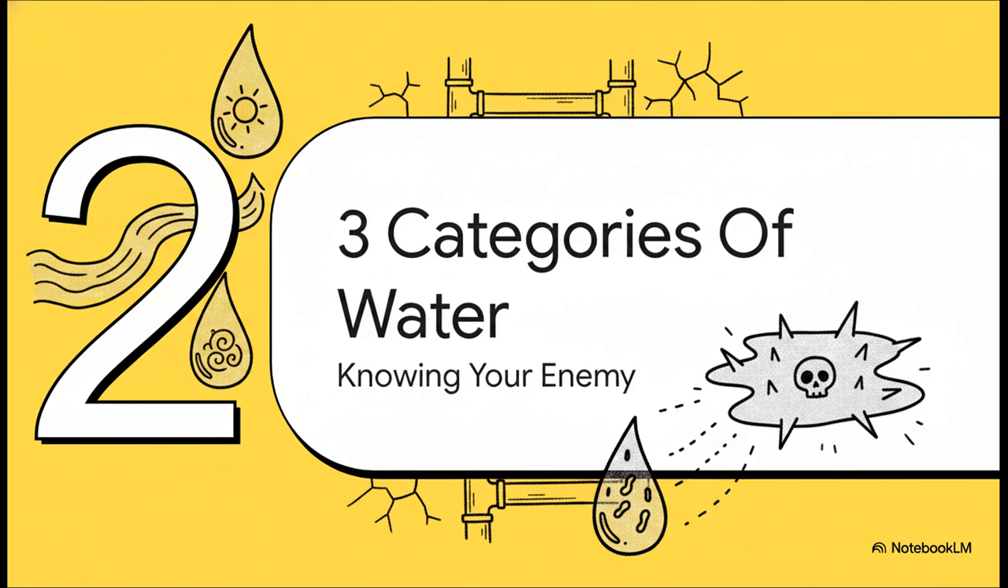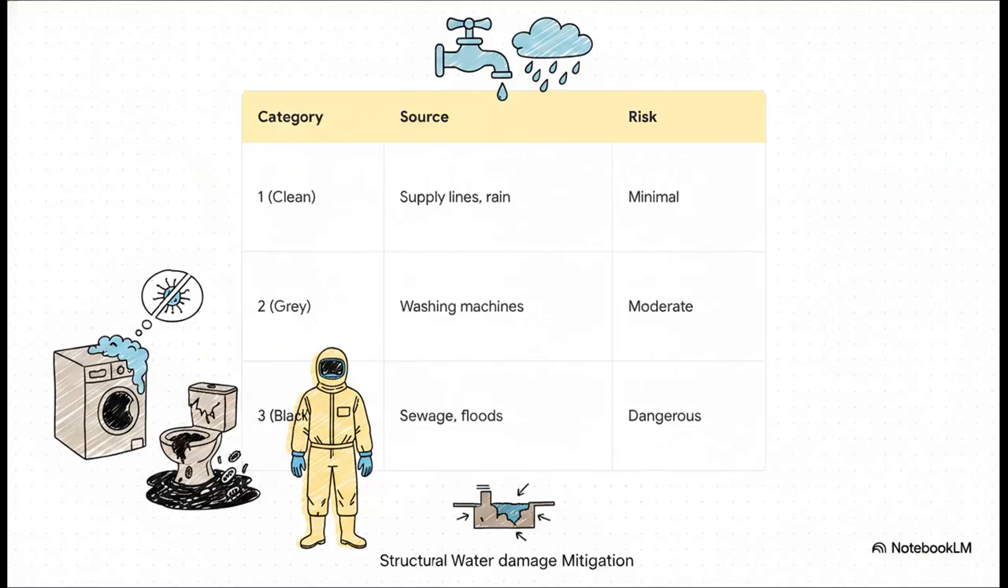The 3 categories of water. Knowing your enemy. The Institute of Inspection, Cleaning, and Restoration Certification, or the IICRC for short, classifies water into 3 distinct categories. And this is vital because each demands a completely different safety protocol. Category 1 is clean water from supply lines or rain. Minimal initial health risk, but it still has to be extracted fast before it degrades.